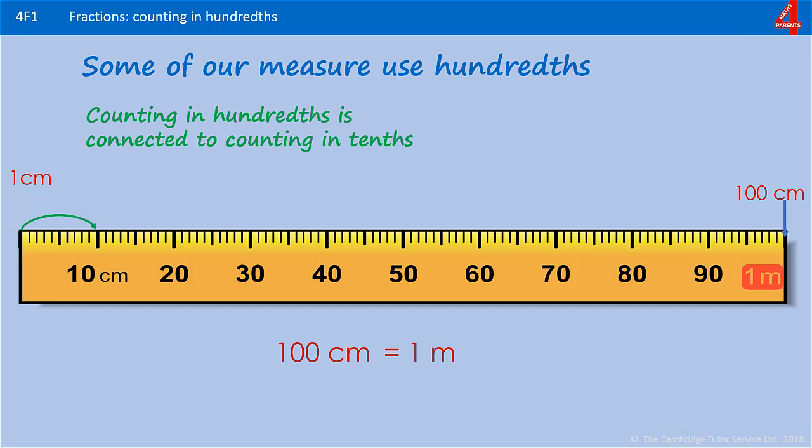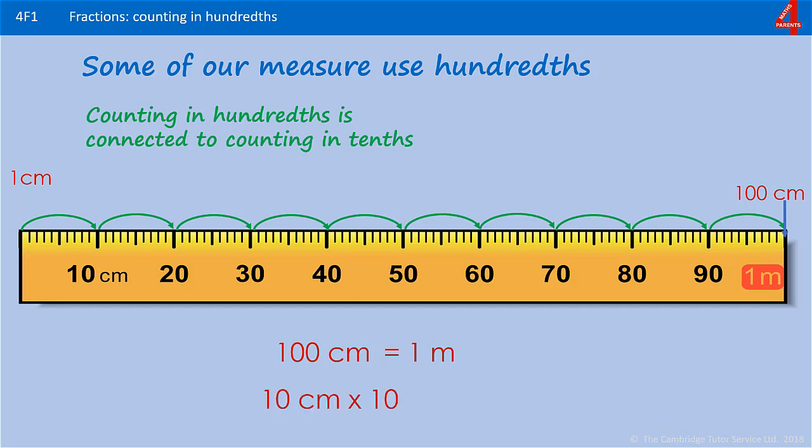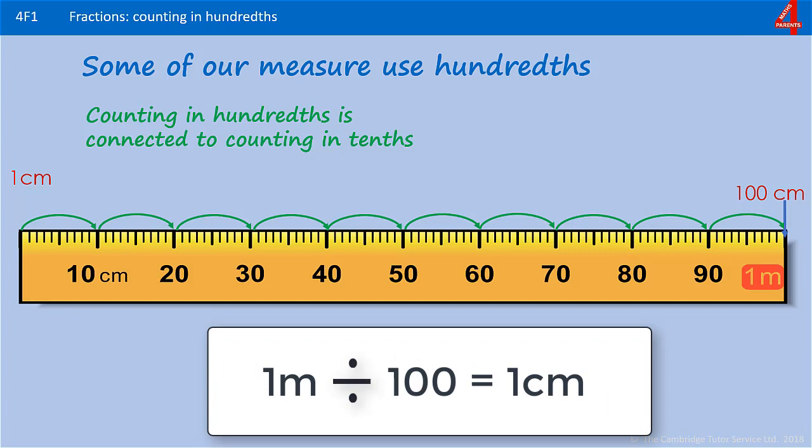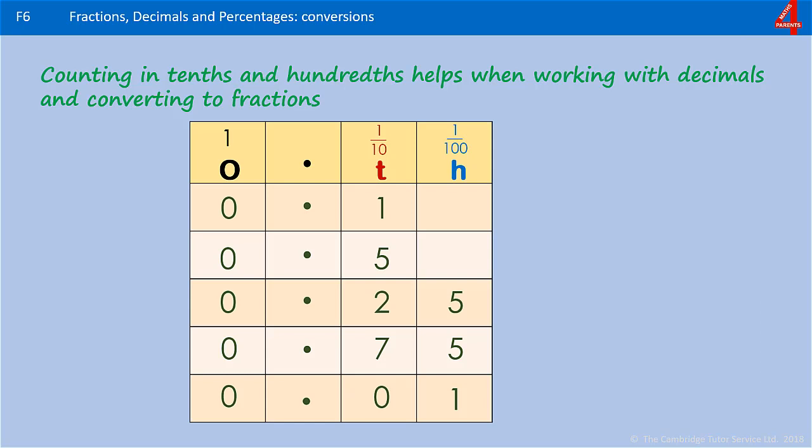Counting in hundredths is connected to counting in tenths. So looking again at this metre stick, if we count in tens, 10, 20, 30, up to 100, there are 10 tenths in there. So if we have 10 centimetres and we times that by 10, we have 1 metre. And remembering to link this to division, 100 centimetres divided by 100 is 1 centimetre. 1 metre divided by 100 is 1 centimetre. This is all a really useful introduction to when your child has to start learning about the equivalence between some fractions and decimals and converting one to the other.